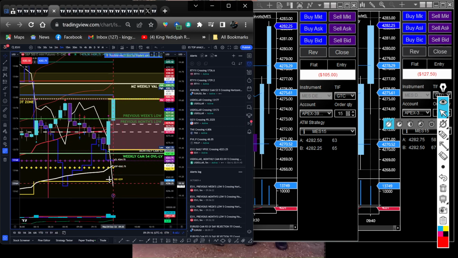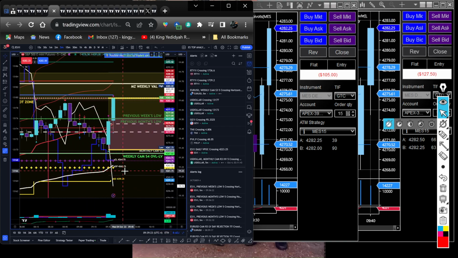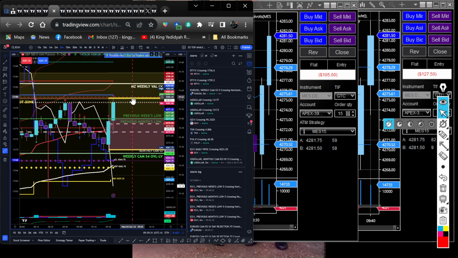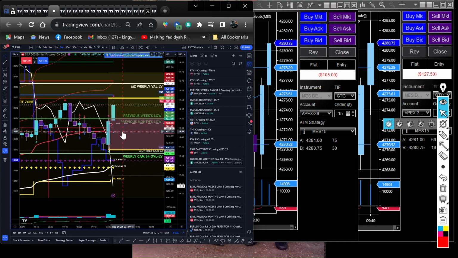So VIX is still pointing downwards, so can't really enter short yet. I gotta see a little signal here to where maybe the US dollar gets support, and now we could start thinking about shorting here. If not, then gotta watch out for that short squeeze.